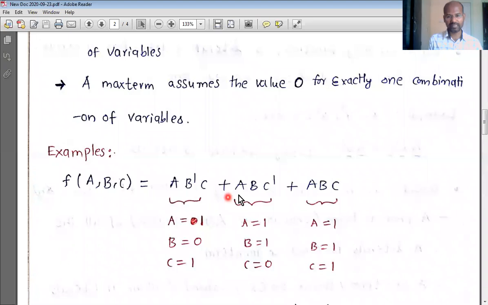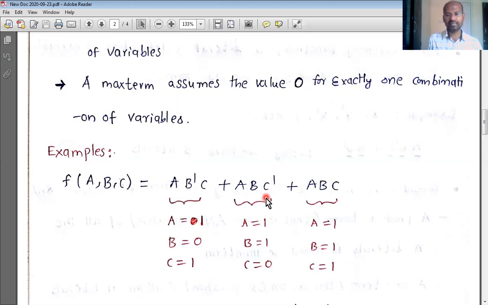In the same way, can you tell me for which combination this min term will have 1? A is in uncomplemented form, so A value is 1. B is also in uncomplemented form, so B value is 1. C is in complemented form, so C is 0. For A equal to 1, B equal to 1, C equal to 0, this min term will have 1.